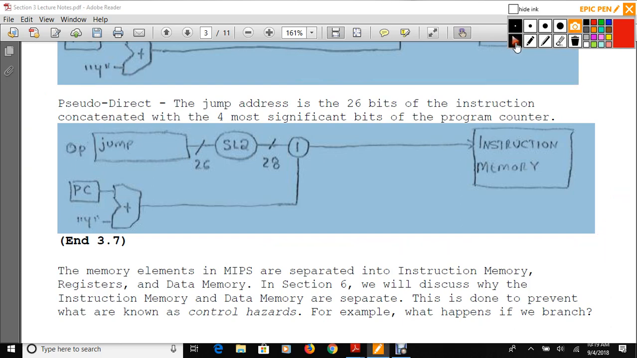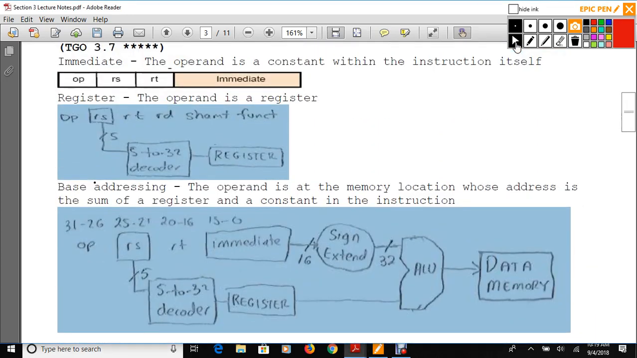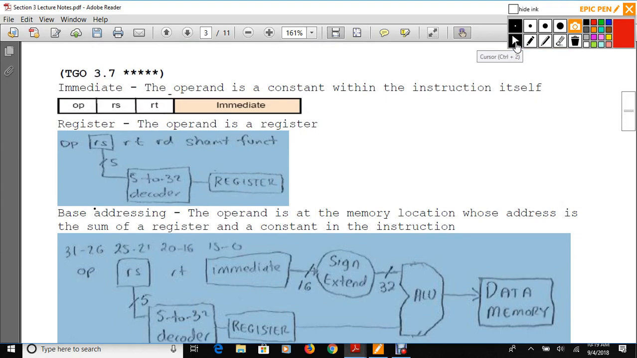All right, so those are the 5. Any time you want to access anything in memory in the advanced digital system, you're going to use one of those 5 types of memory addressing. So it's immediate, register, PC relative, pseudo direct, base addressing. And so the question will be: state, define, and draw the 5 types of memory addressing.